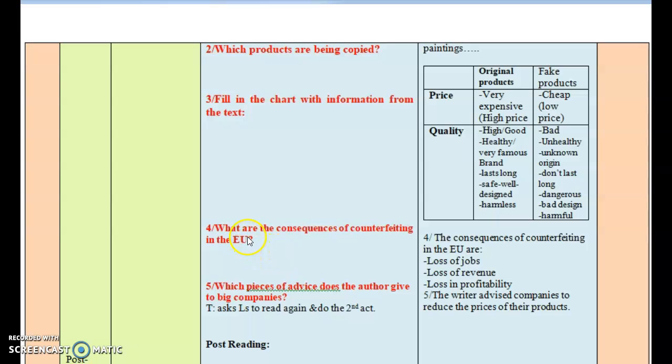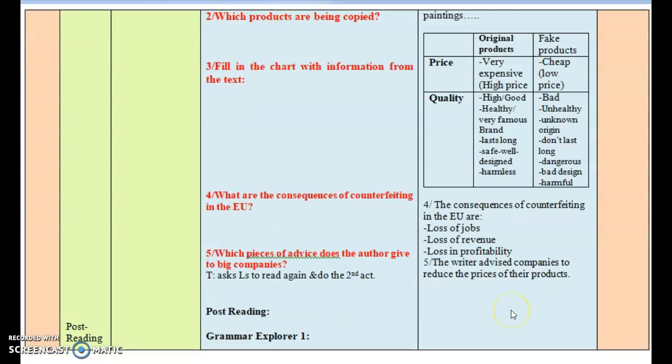Question number 4, what are the consequences of counterfeiting in the European Union? The consequences of counterfeiting are loss of jobs, loss of revenue, and loss of profitability. Question number 5, which pieces of advice does the author give to big companies? The writer advised big companies to reduce the prices of their products.